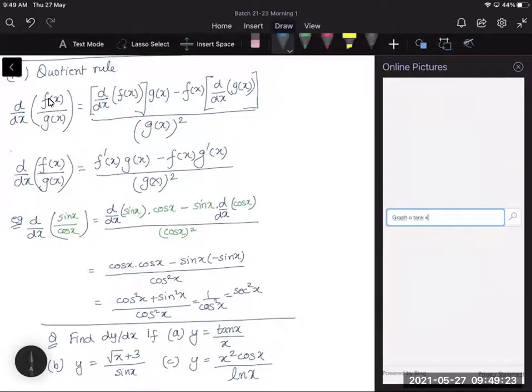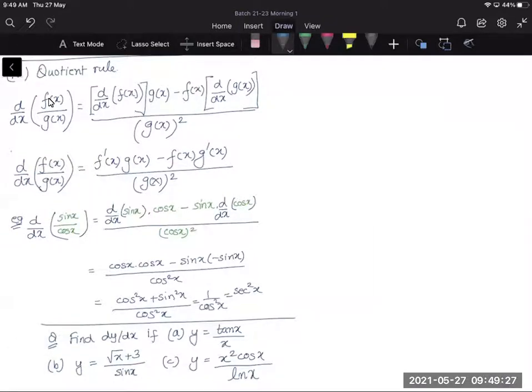Sir, is it whole root x plus 3 or it is just root x plus 3 in the second part? Root x plus 3. Okay, sir.